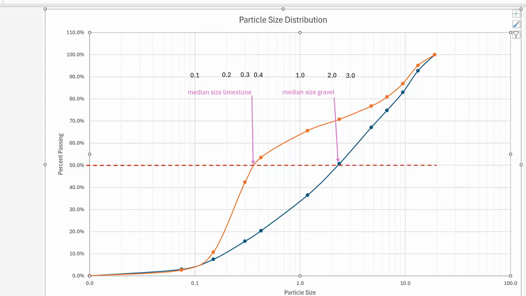So by weight, 50% of the limestone sample is smaller than 0.4 millimeters. By contrast, with the gravel sample, it is particles all the way up to 2 millimeters before we account for the same proportion by mass.